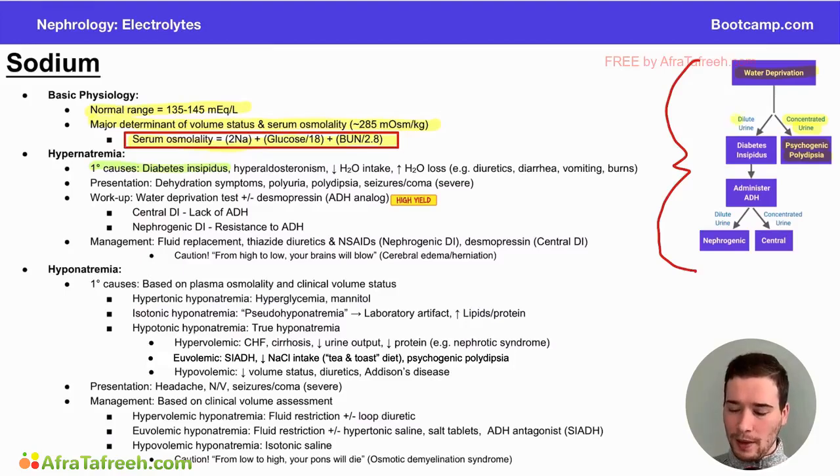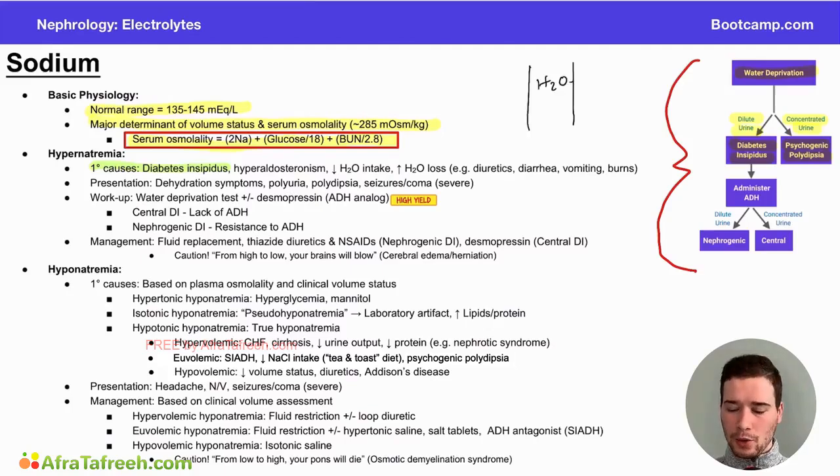Contrast this with dilute urine that remains. So now we've caused a water restriction. We expect urine to concentrate more as we're retaining what little water we have. However, it remains dilute. This is diabetes insipidus because they're unable to respond to ADH. We're unable to respond to our antidiuretic hormone that should retain our free water.